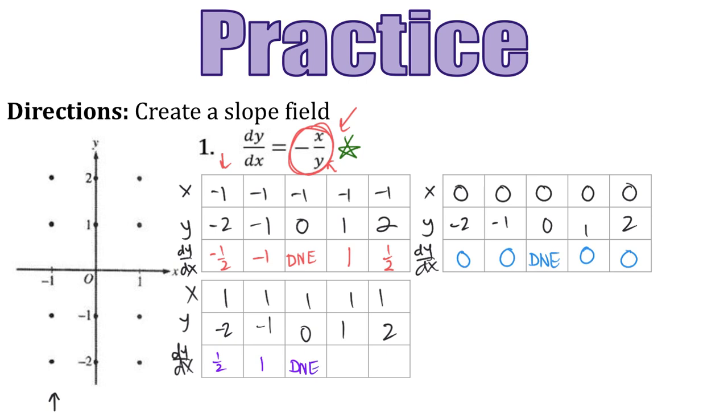If we plug in 1 and 1, we're going to get -1. If we plug in 1 and 2, we're going to get -1/2 because we're simply taking all of our x values and dividing them by -y. So now we're going to sketch the slope that we found for each coordinate on that little dot. So this dot here, -1, -2, the slope is -1/2.